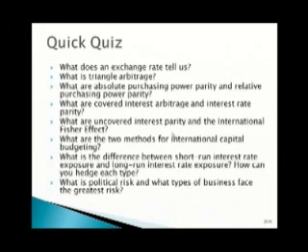Okay, a quick quiz, and you can go through these in your mind. If they don't stick, I would suggest you read the chapter or go back through the slides. What does an exchange rate tell us? What is triangle arbitrage? We went through an example of that, remember, with the dollars and the pounds and the yen. What are absolute purchasing power parity and relative purchasing power parity? What are covered interest arbitrage and interest rate parity? And uncovered interest parity and the international Fisher effect?